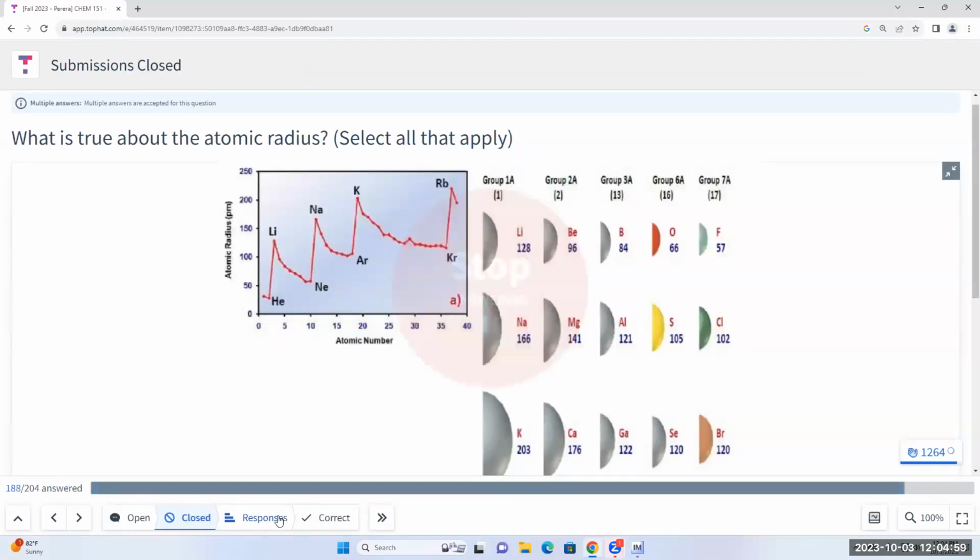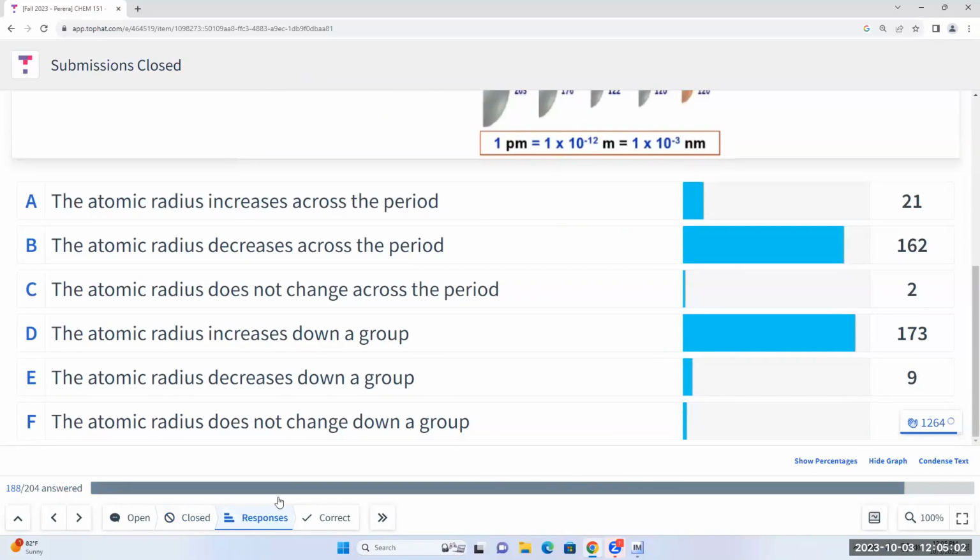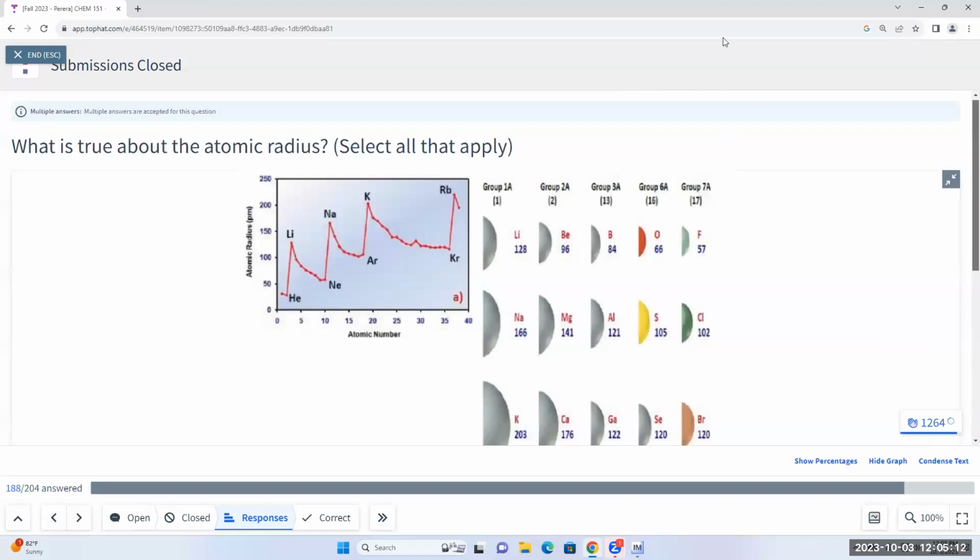All right. And here are our responses. Most of us said the atomic radius, or the atomic size, decreases across the period. How do we know that? Let's go back to the data. In the first period we have hydrogen and helium. When you go from hydrogen to helium, guess what? The size has decreased, because we have the atomic radius on the y-axis here and the atomic number on the x-axis. From hydrogen to helium, the size has decreased.